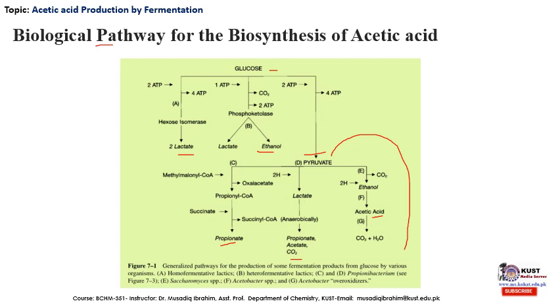As a result of metabolism of glucose, you are getting pyruvate, and the pyruvate is converted into ethanol, and then from ethanol, by the oxidation process, it is converted into acetic acid. So this is the biological pathway by which glucose, which is the starting material, is converted to acetic acid, which is obtained as the end product in the biological pathways.